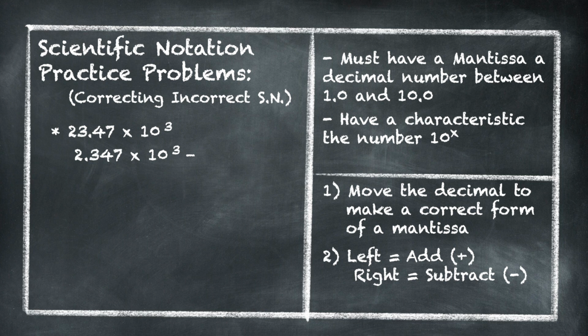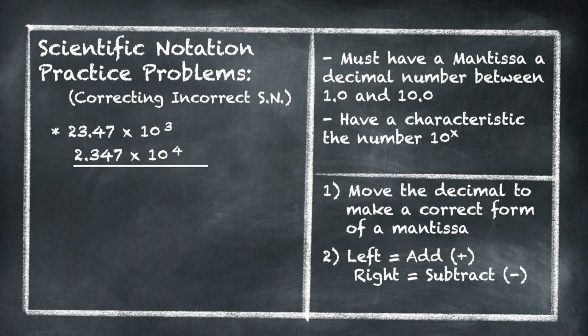2.347 as our mantissa. Because we moved our decimal to the left, we are going to add to our existing exponent, which is 10 to the third. So we moved it 1 spot to the left, then we're going to add 1 to our existing characteristic. So a correct form of scientific notation for this number would be 2.347 times 10 to the 4th power.